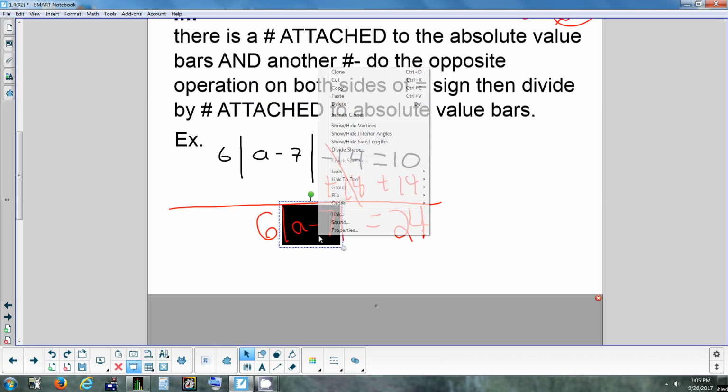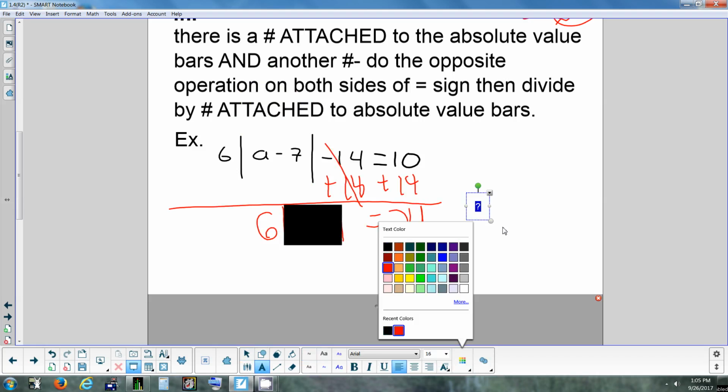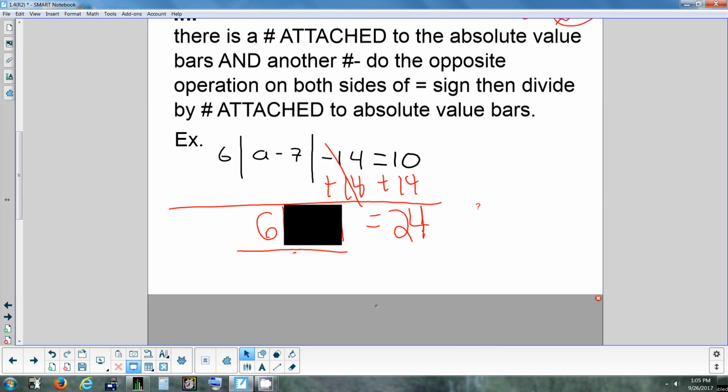Now, last step. Again, if this was 6x equals 24, what would you do? If you're going to solve it, what would be the last step you'd do? Divide. Divide by what number, Sophia? 6. I'm going to divide by 6 on both sides.